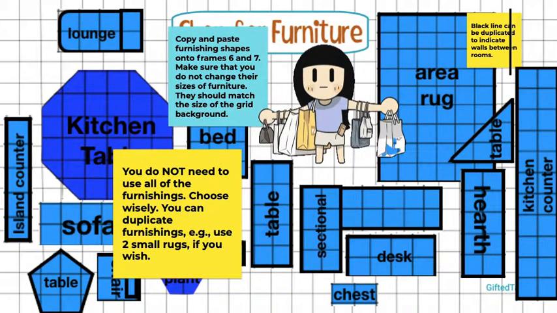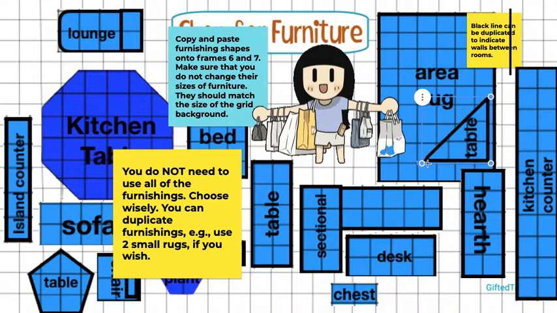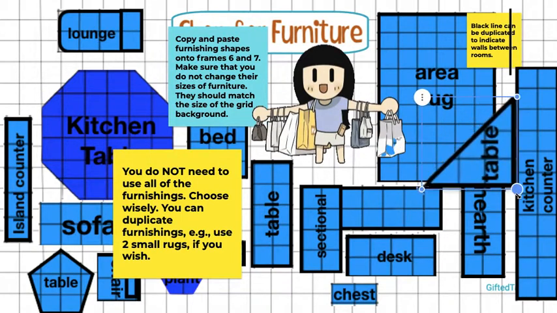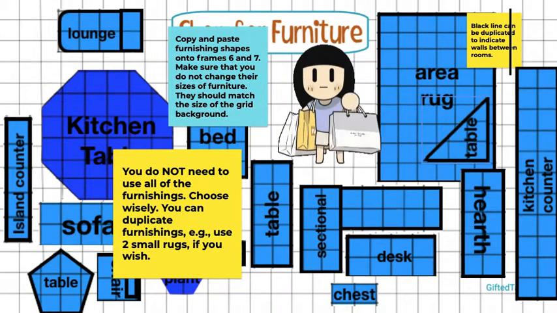Make sure that you do not change the sizes of furnitures. They should match the size of the grid in the background. So these have been sized accordingly. You cannot make them larger or smaller. Undo. Okay, moving on. That's really important.